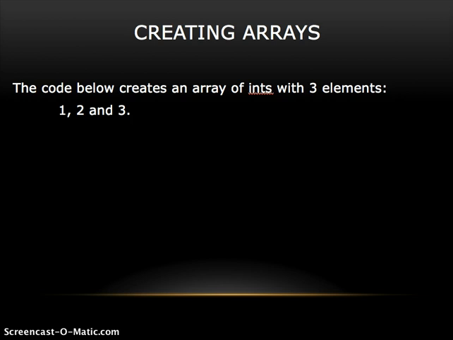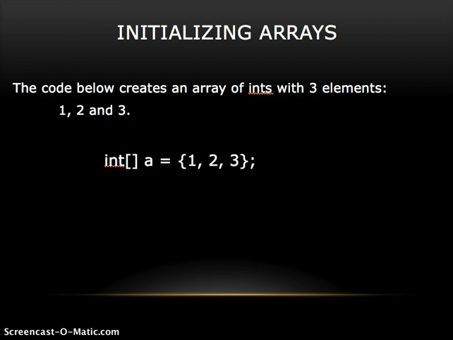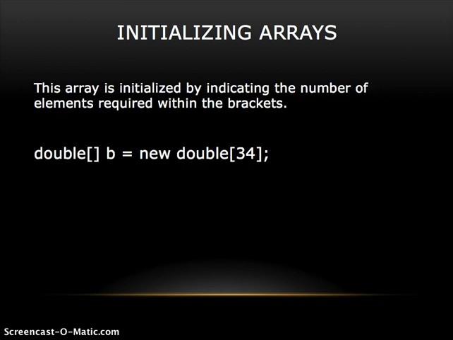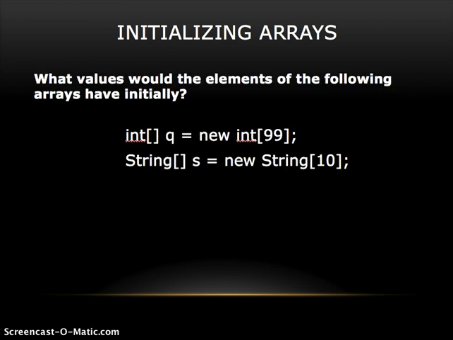Arrays can be initialized in one of two ways. In one method, the array elements are placed in a list and closed in curly braces after the array name definition. For example, the code below creates an array of ints with three elements, 1, 2, and 3. We can also initialize an array with a new construct, indicating how many elements we want with a number inside square brackets. When this type of initialization is used, the values of the array are initialized to 0 for numeric types and null for object types.